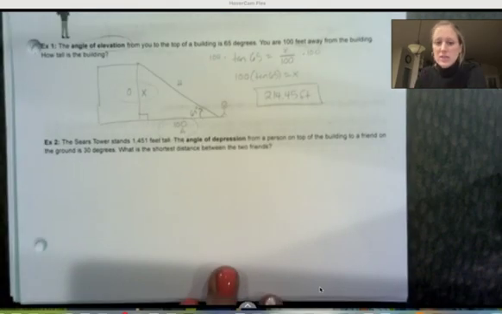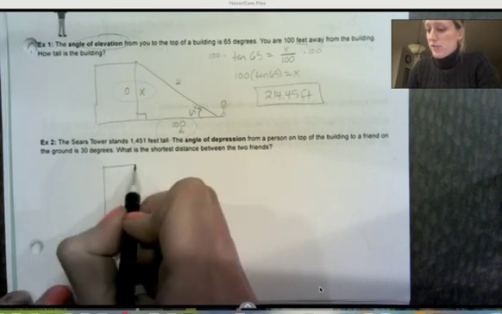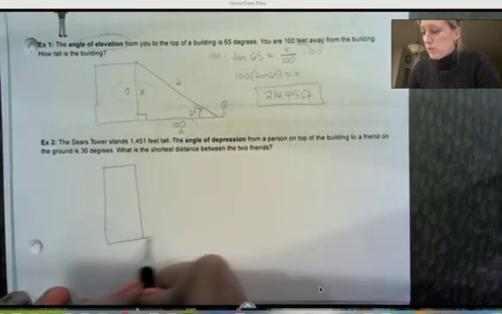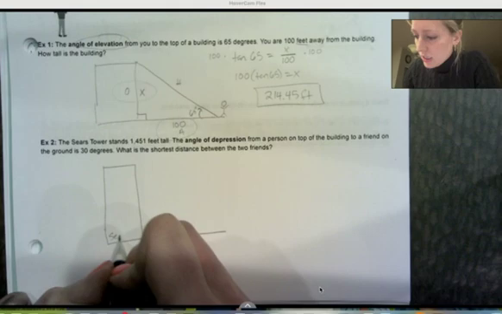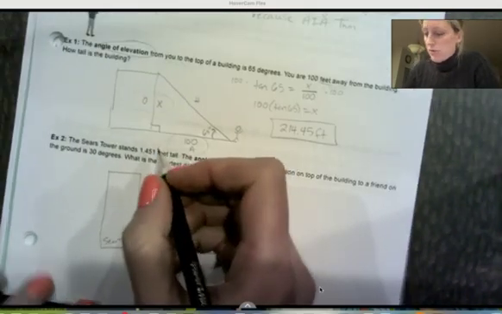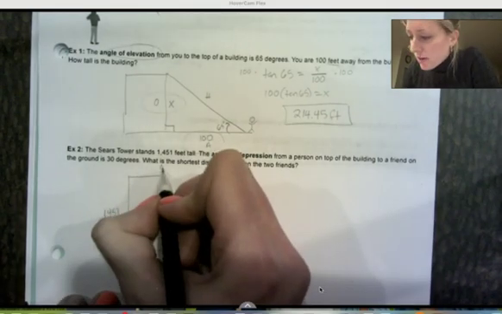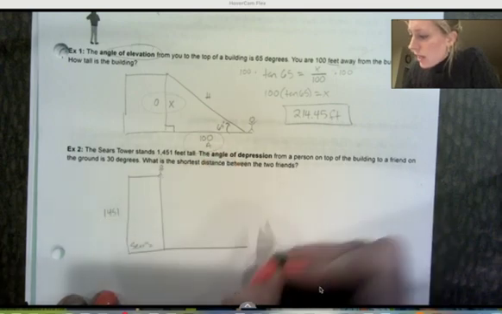Okay. Second example, the Sears Tower stands 1,451 feet tall. The angle of depression from a person on top of the building to a friend on the ground is 30 degrees. What is the shortest distance between the two friends? Okay, so here is our Sears building. It is 1,451 feet tall. So we have a friend on top of the building, and we have a friend on the ground.